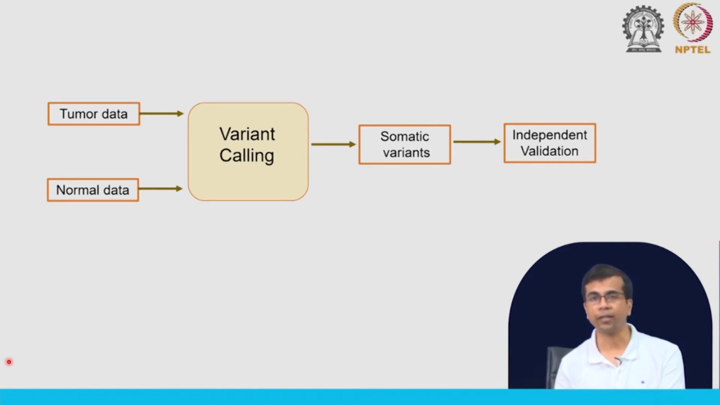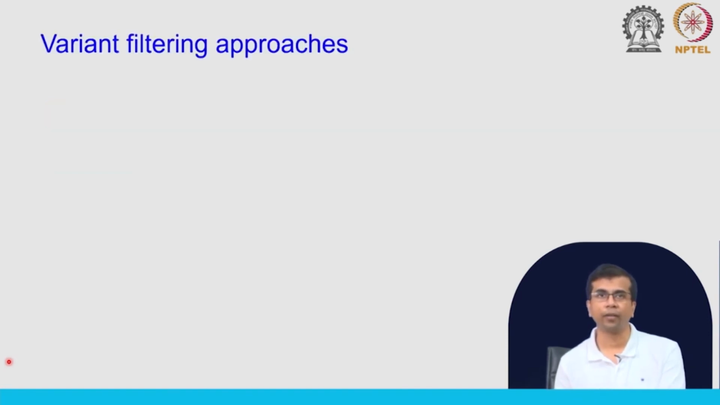This is a comparative analysis, and we have some sort of independent validation experiments for this pipeline. We can also introduce other types of steps to make it more robust, but this is the general approach that we can take.